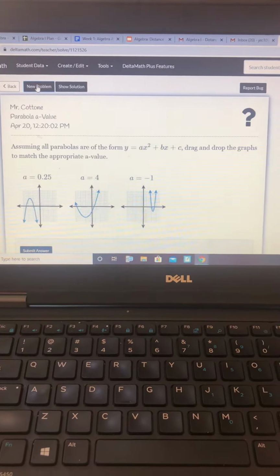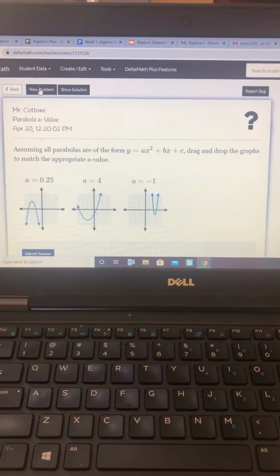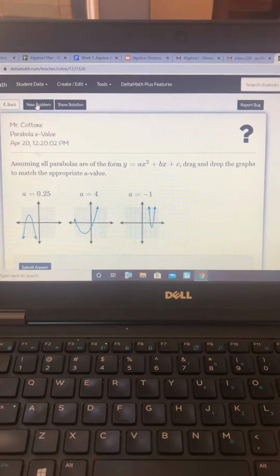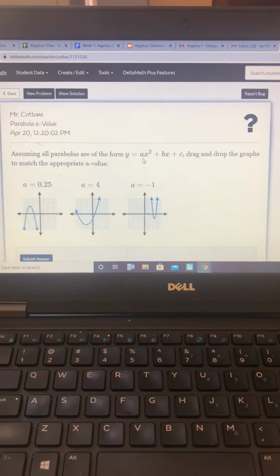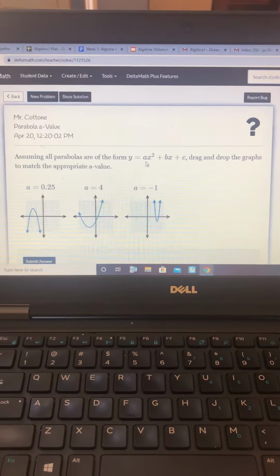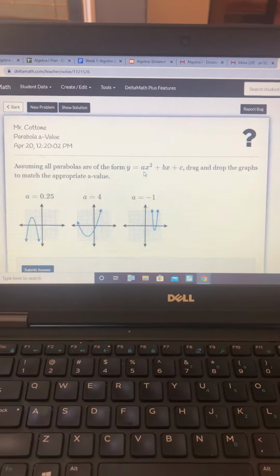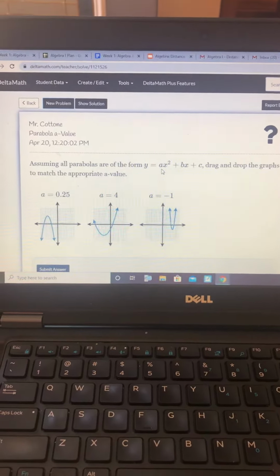This question is asking us to arrange the three pictures of the parabolas underneath the appropriate a value. Now the a value is this lead term in front of the x squared term, and it tells us two things. If the a value is negative, it tells us that the parabola has been reflected and should be an upside down U shape. If the a value is positive, it should be a regular right side up U shape.